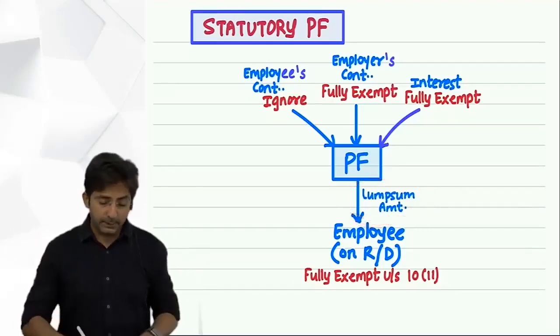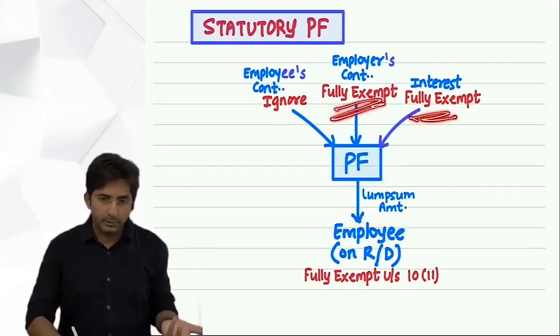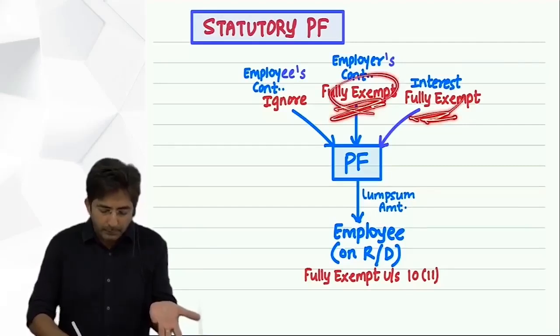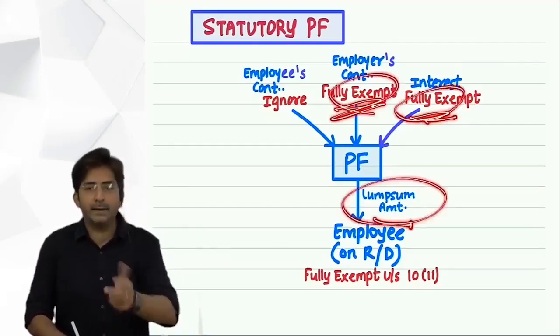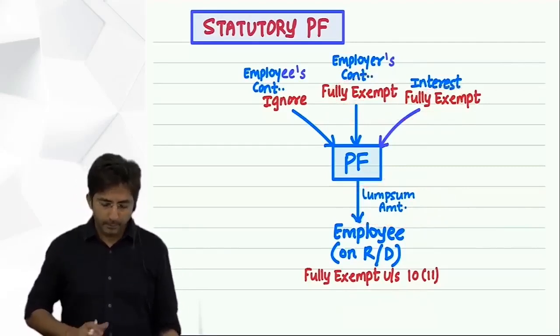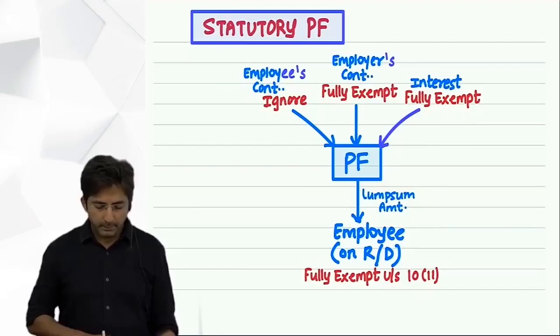But still, if someone says, so what about this? For this also, technically the section is 10(11) only, because this is the same amount which has become a lump sum amount at the end. And for that, the law has said the section is 10(11). Okay. So statutory provident fund is done. Now next is what?